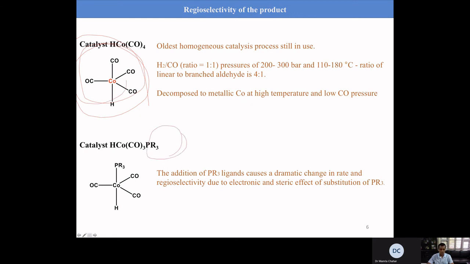Well, when you introduce a PR3 in place of one of those, so what you are seeing here is one of the carbon monoxide is replaced by phosphine, right? When you replace one of the carbon monoxide with phosphine, the addition of PR3 ligand causes a dramatic change in rate and regioselectivity due to electronic and steric effect of substituent. So this phosphine ligand makes the game completely different.